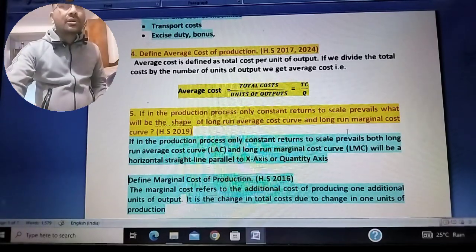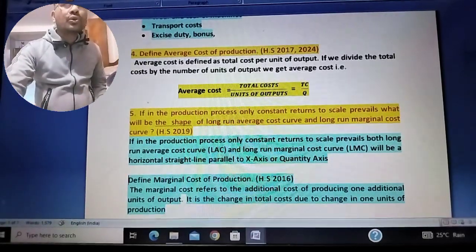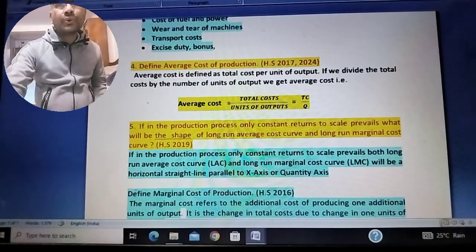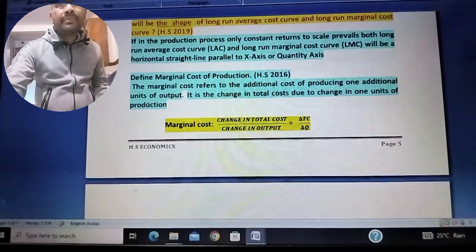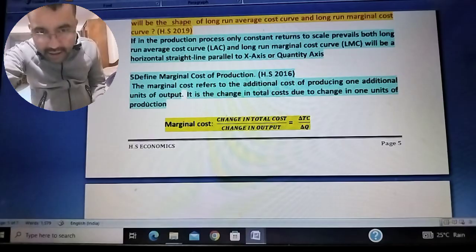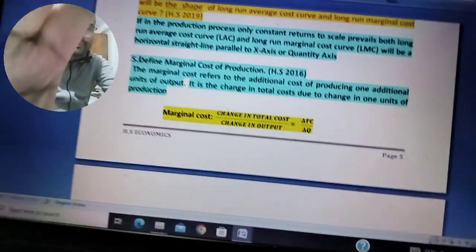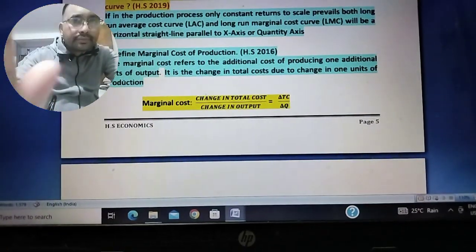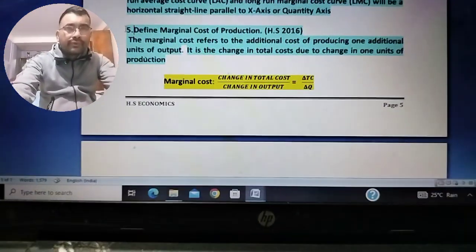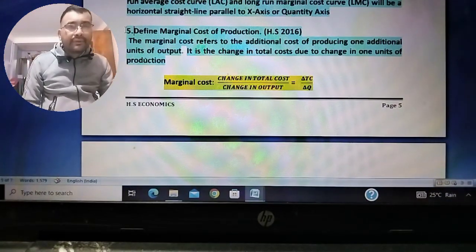Okay, so let's go to the next problem. This is problem number 5.